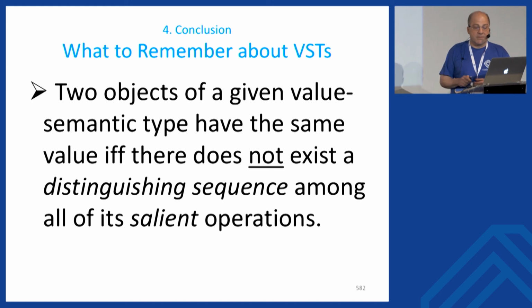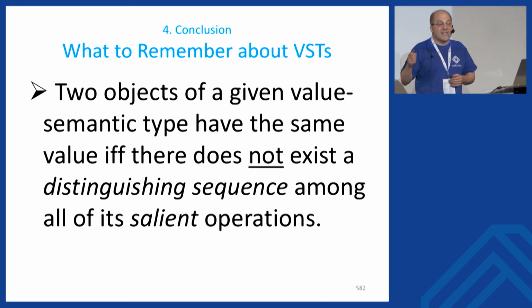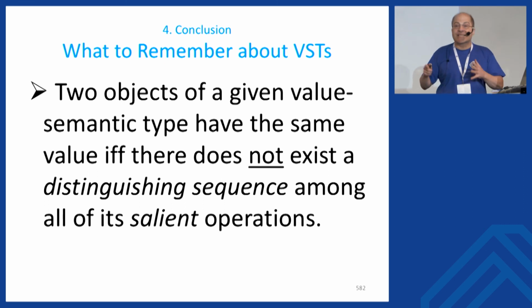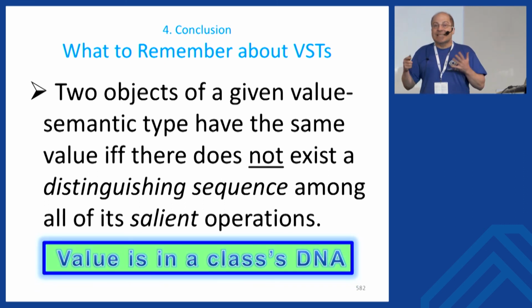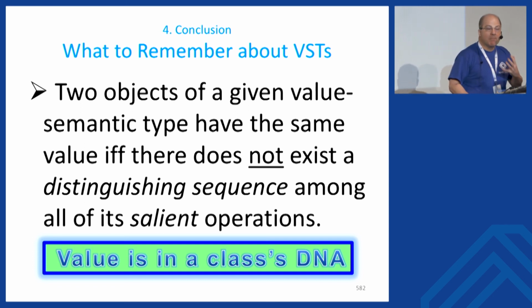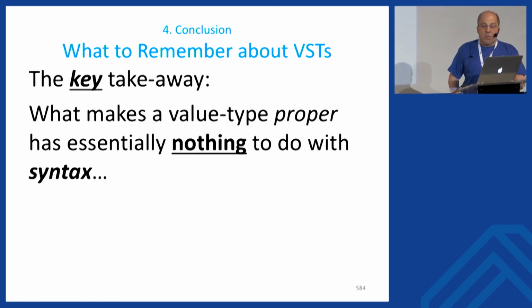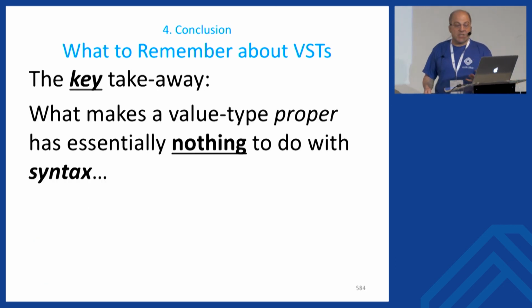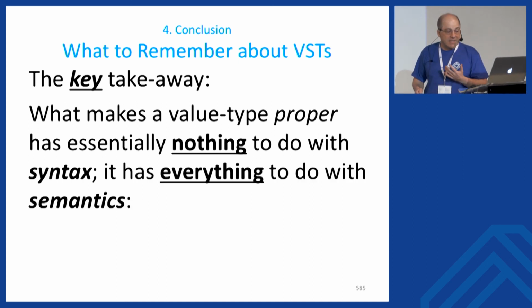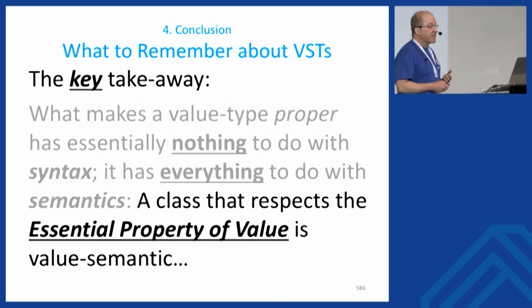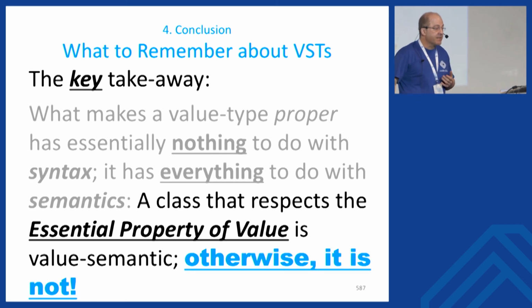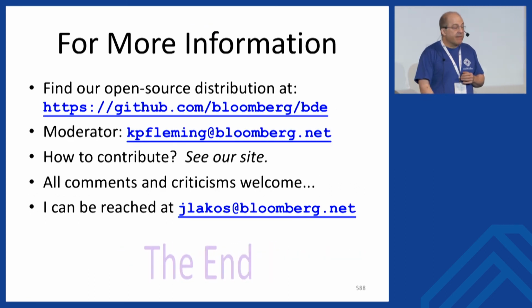Two objects of a given value semantic type have the same value if there does not exist a distinguishing sequence among all of its salient operations. It's in the DNA of the object. If you have a value semantic type and you start deleting operations, it will continue to be value semantic even if it has no copy constructor, no assignment operator, no equality comparison operator. It's in the manipulators. The key takeaway is what makes a value type proper has essentially nothing to do with syntax. It has everything to do with semantics. A class that respects the essential property of value is value semantic, otherwise it's not. Here's some information, and that's the end.